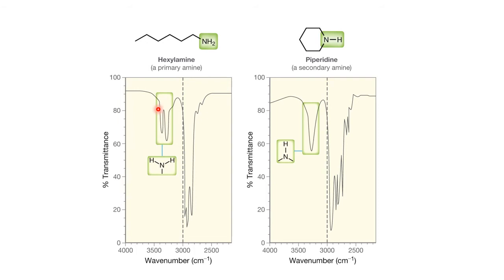With the nitrogens, we see a little bit weaker signals and either 2 peaks for a primary amine or 1 peak for a secondary amine.